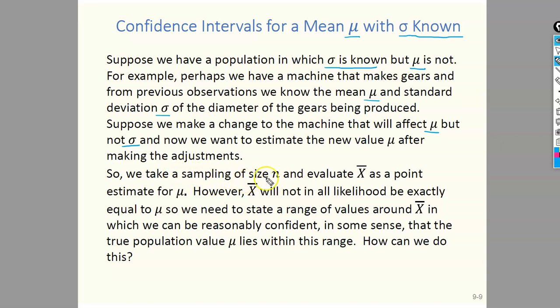So what we do is we take a sample of size n and we evaluate the mean as a point estimate. However, of course, the x bar is in all likelihood not going to be exactly equal to the true population mean, so we need to find a range of values around x bar, that's our confidence interval, where we can be confident in some sense that the true population mean lies in this range. That's exactly what we do when we construct a confidence interval. So how can we do this? Now let's take a look at the mathematical process that will give us a formula for confidence intervals.